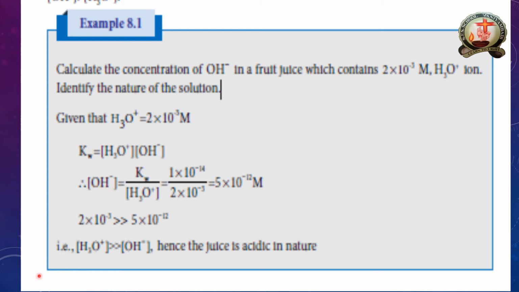Here they are taking two things. One, the Kw is the dissociation constant, the ionic product of water. Whether you take this side or this side, no problem. I can make a simple substitution: 1 into 10 to the power minus 14 for the ionization product of water, then substitute the concentration they have given here.